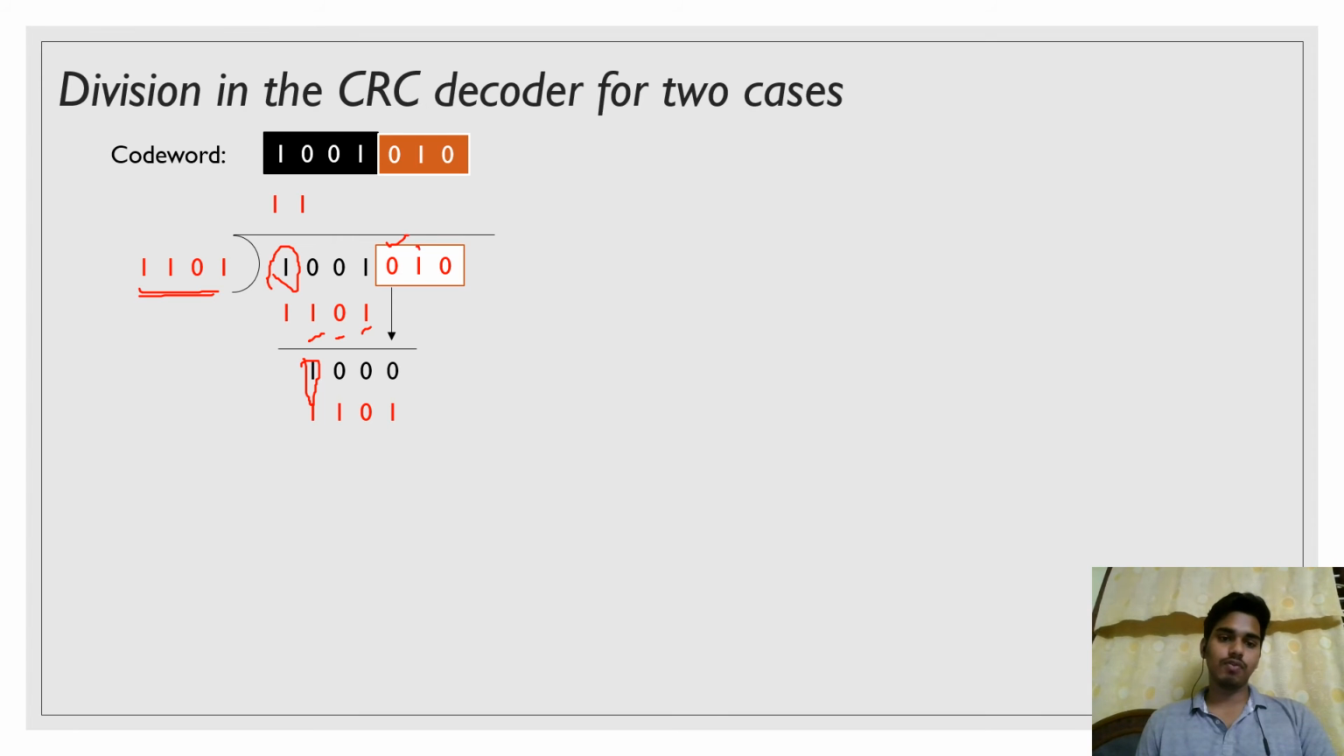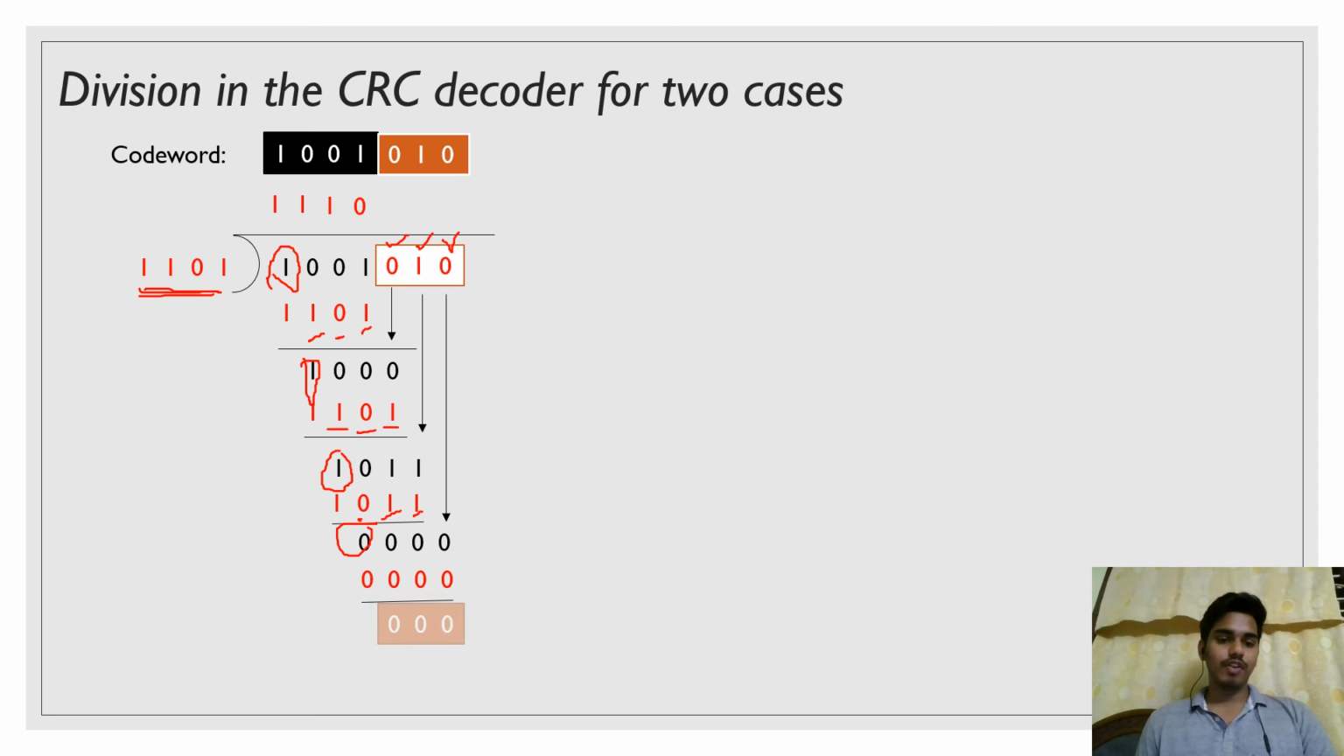Now we will bring this 1 bit down, and 0 plus 1 will be 1, 0 plus 0 will be 0, and 0 plus 1 will be 1. And now again the leftmost bit is 1. Now we will add this divisor again, and we will bring this 0 bit down, and 1 plus 1 will be 0, 1 plus 1 will be 0, and 0 plus 0 will be 0, and the leftmost bit is 0. We will add 4 zeros, and we will obtain 0 as the remainder. As we have obtained 0 as the remainder, we will accept this code word.